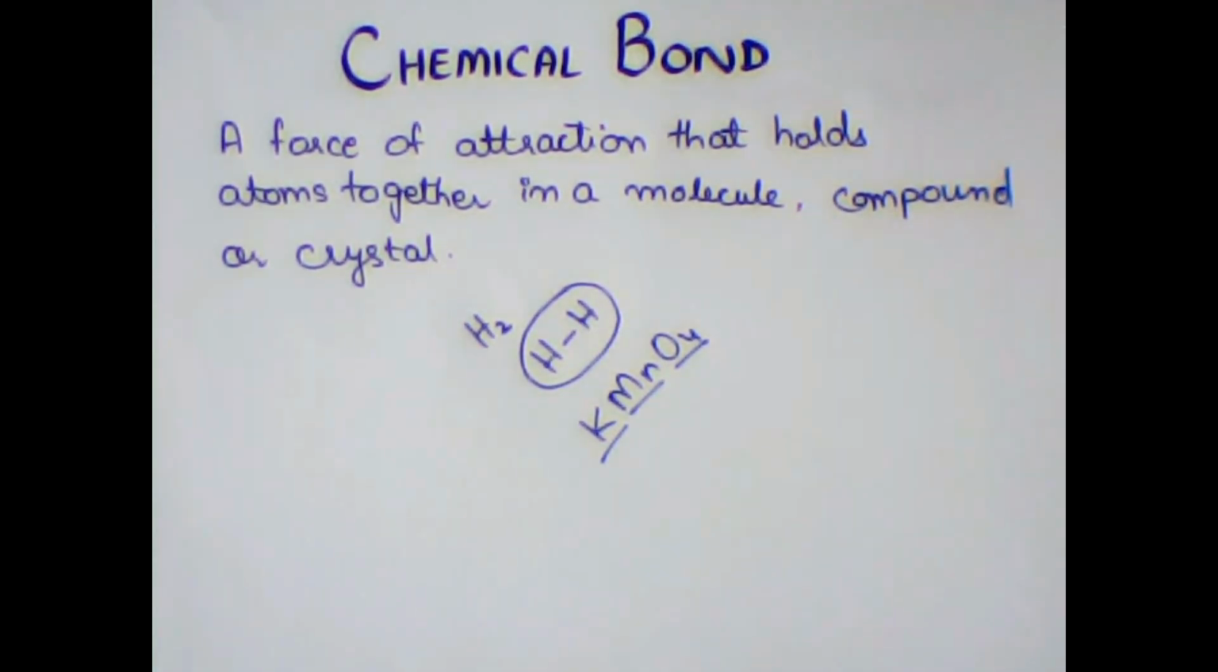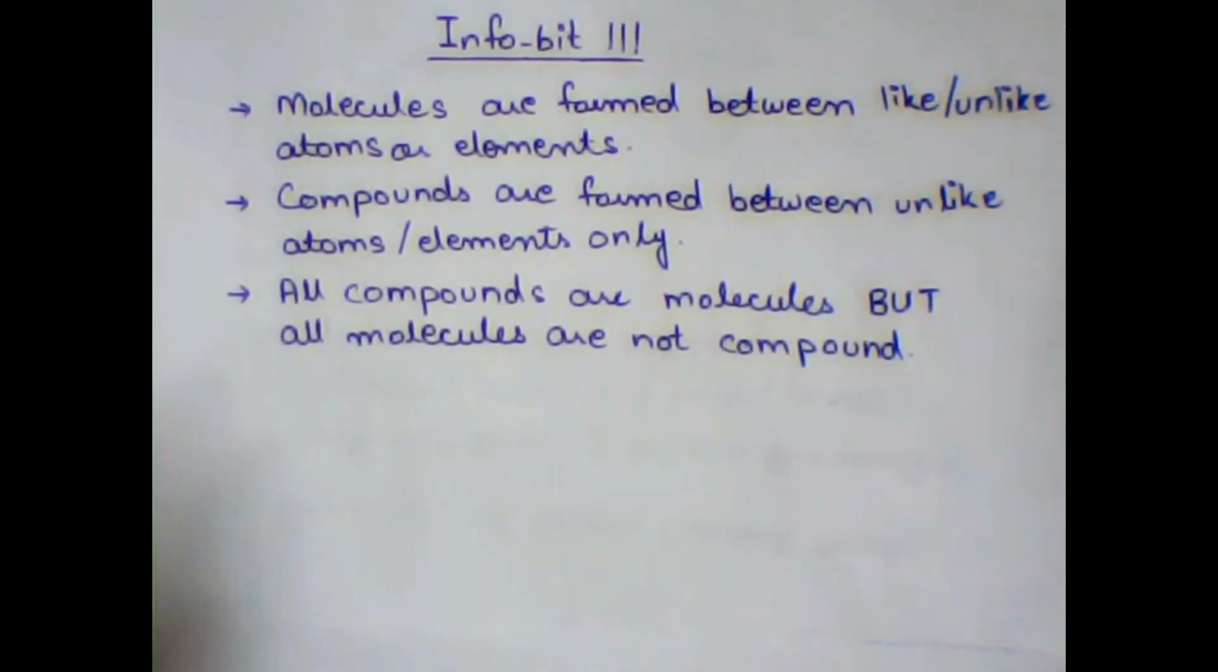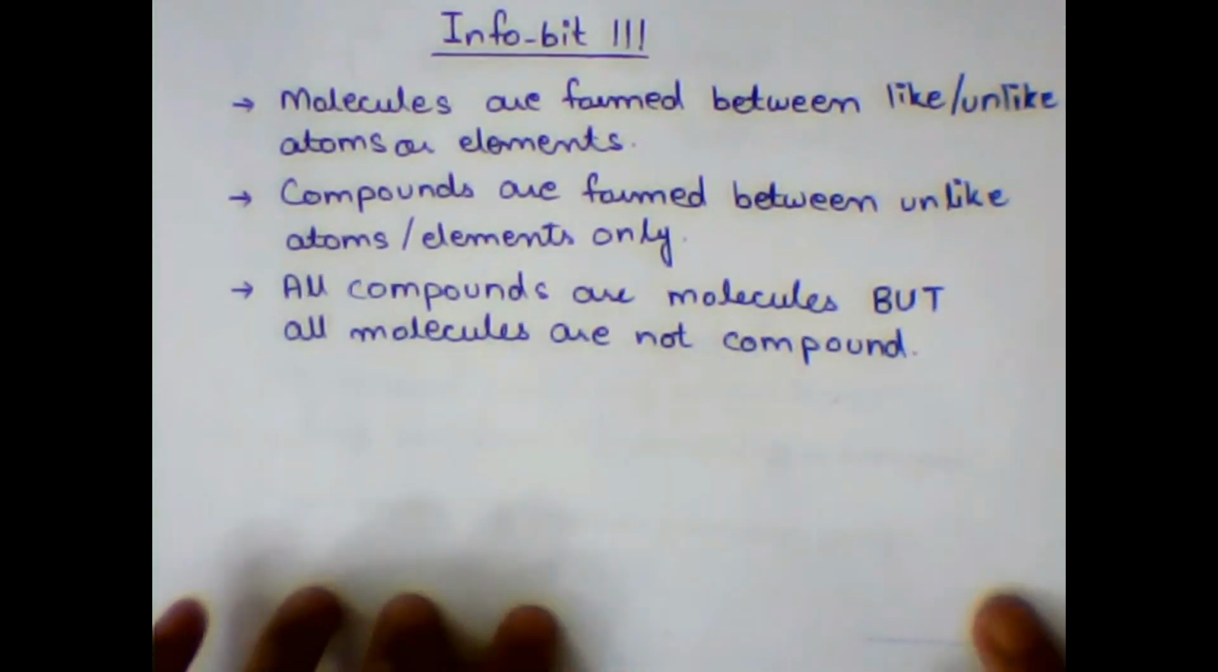Now before I go further, let's understand the difference between molecules and compounds. So molecules are formed between like and unlike atoms or elements. Compounds are formed between unlike elements or atoms only. All compounds are molecules, but all molecules are not compounds.